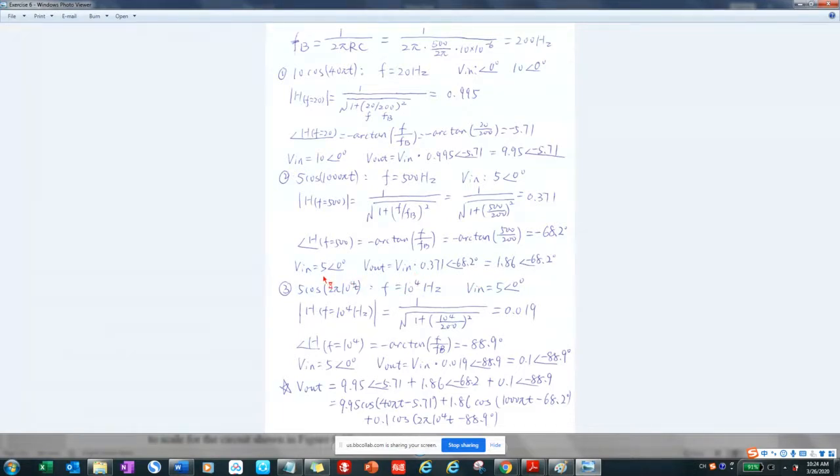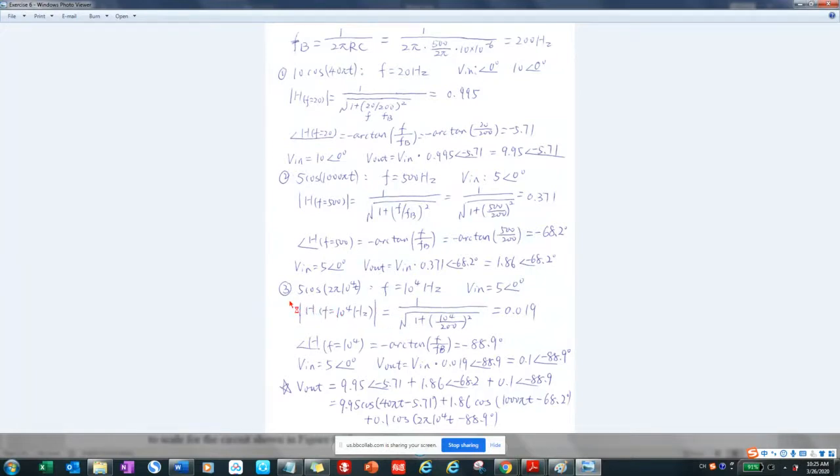Input signal's magnitude is 5 multiplied by the transfer function's magnitude 0.37. We get 1.86. You can see this output signal is much less than 5. 1.86 is much less than 5, so this signal will be reduced a lot. It cannot be completely filtered out. The phase angle is negative 68.2.